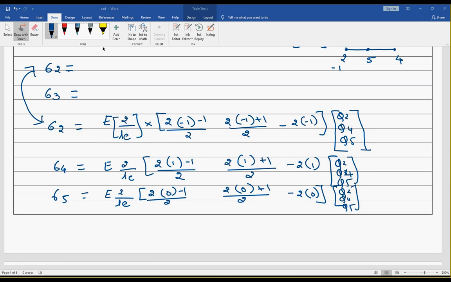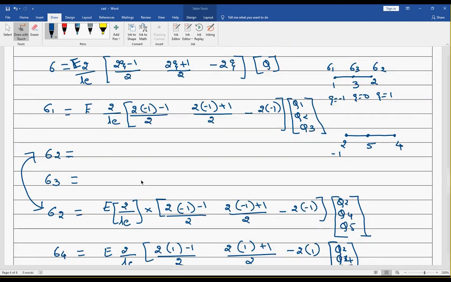So has anyone got the answer? Those who got sigma 1, sigma 2 can reply, at least sigma 1 and sigma 2.